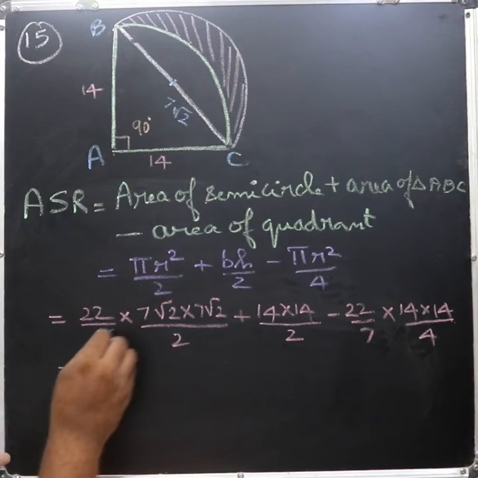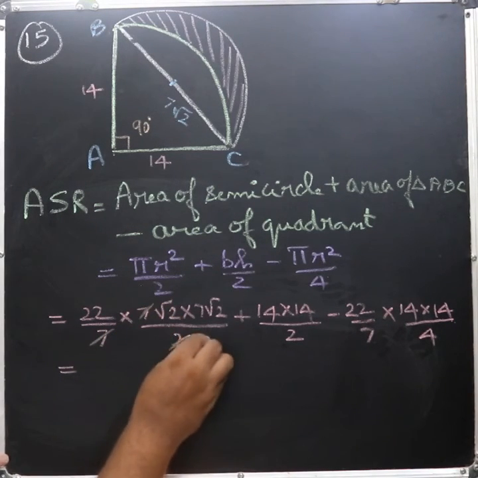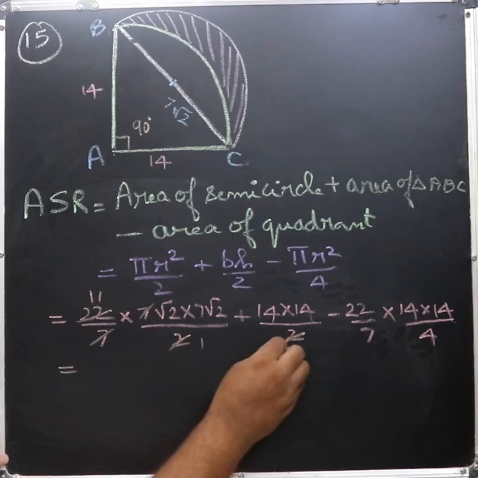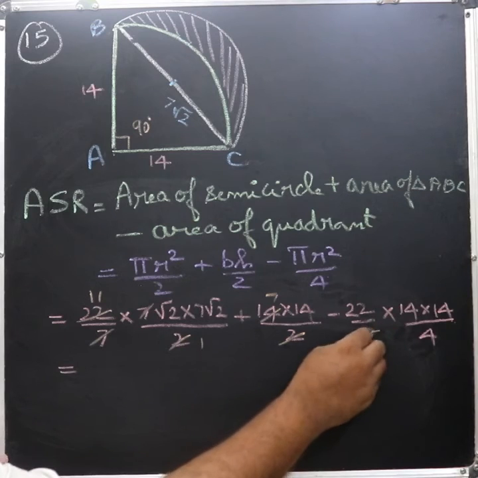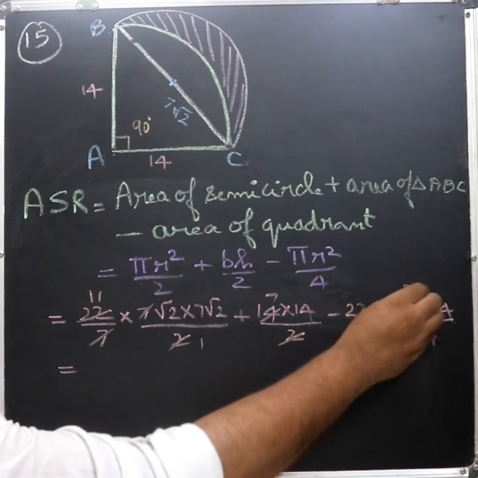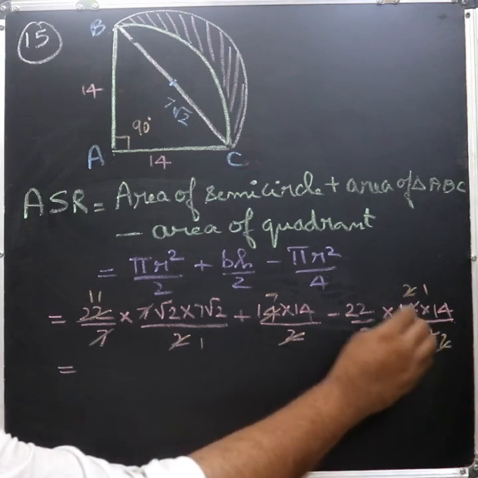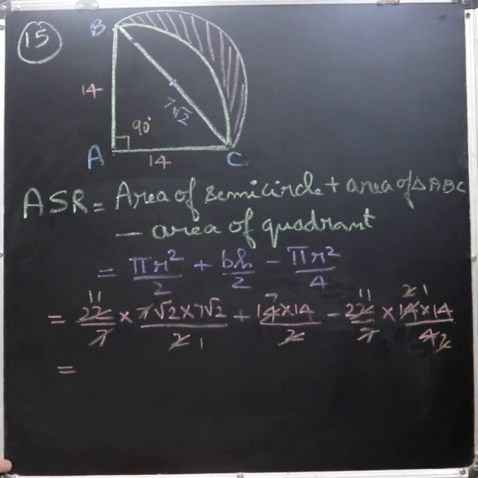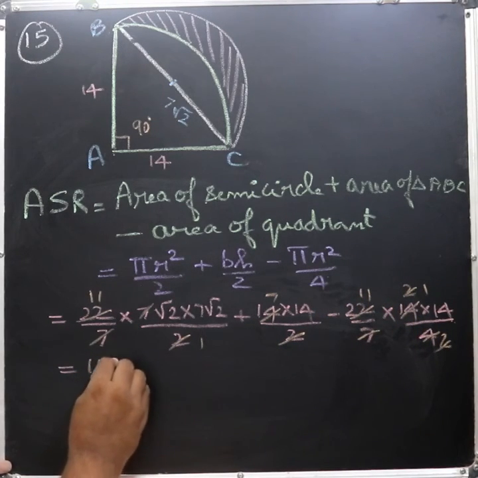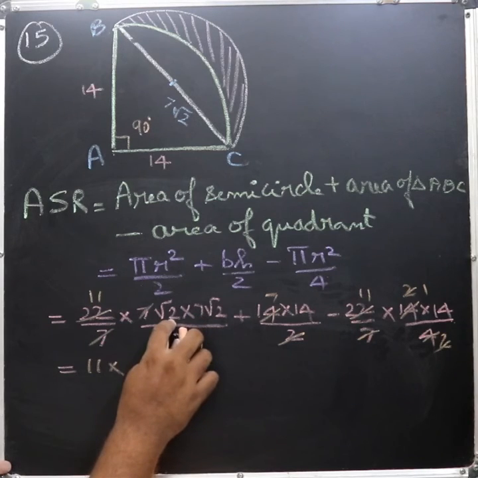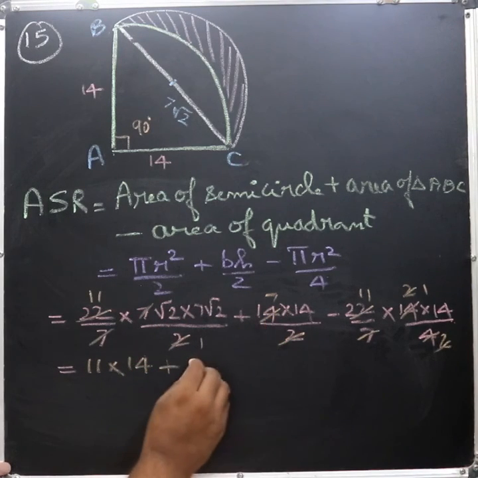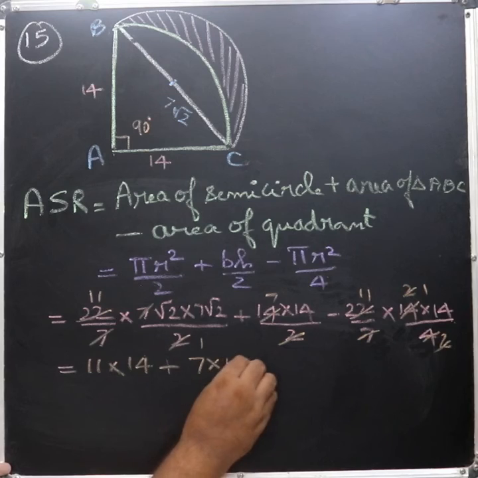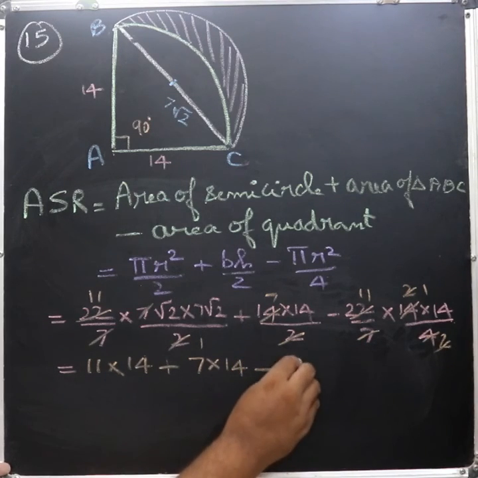Now we will cancel whatever is possible. When you cancel, you can cancel 1 7 and 1 7 here. 1 2 is 2, this is 11 times. You can cancel 1 2 is 2, 7 2s are 14. Now 1 7 is 7, 2 7s are 14, 1 2 is 2, 2 2s are 4. Then we will have 11 times. So what is left over is 11 into 7 root 2 into root 2, root 2 into root 2 is 2, 7 into 2 is going to be 14, plus we have 7 into 14 minus 11 into 14.